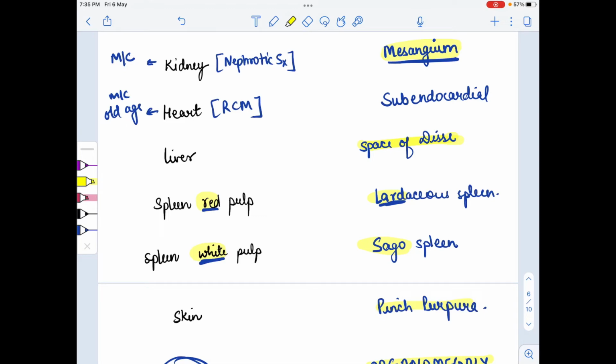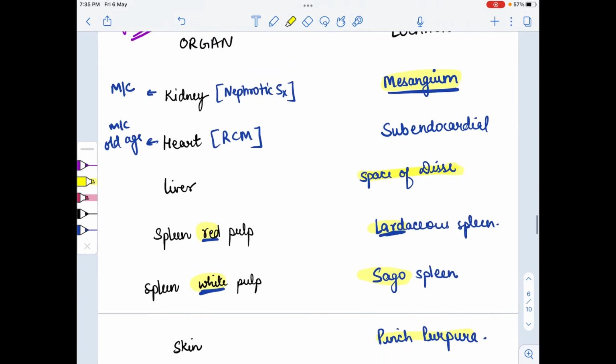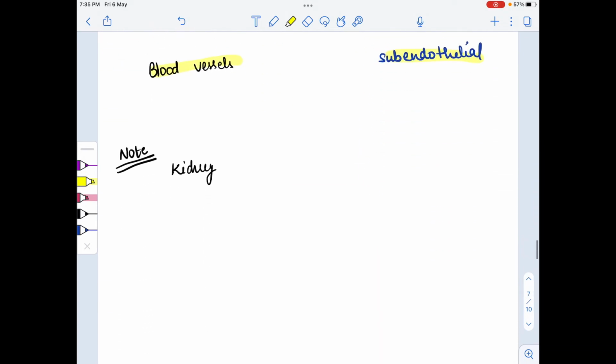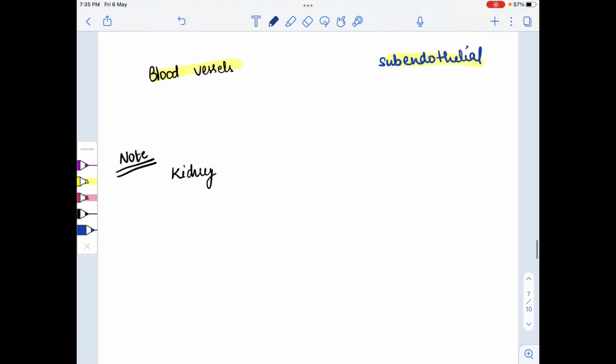In the heart, under the subendocardium, that's why subendocardial deposition will be there. In the kidney, mesangium. In the mesangium, amyloid gets deposited. Now related, as I already told that whenever in the GIT it shows organomegaly, while for there we have one exception, that is the kidney.